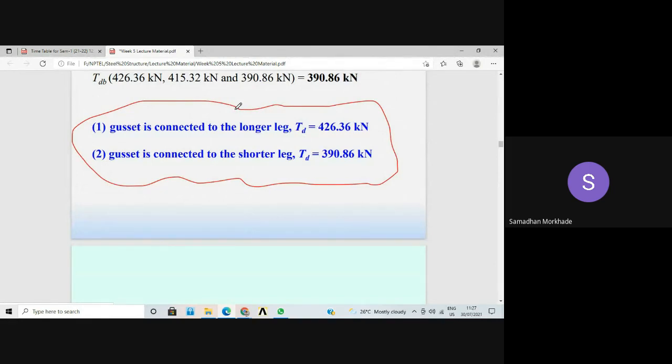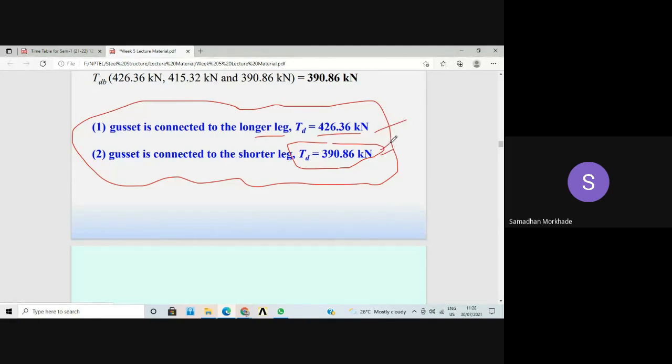When the longer leg is connected to the gusset plate, we get a design tension of 426.36, and when the shorter leg is connected, it is 390.86. So this is the difference.